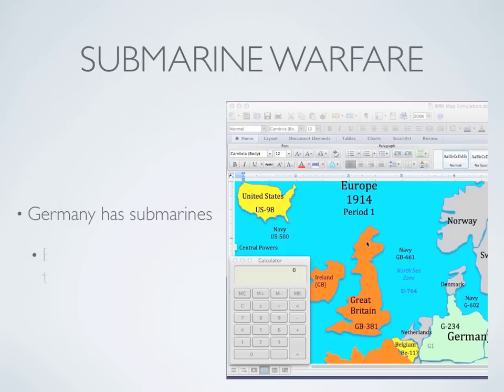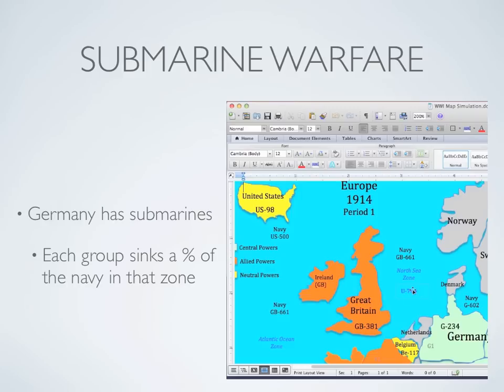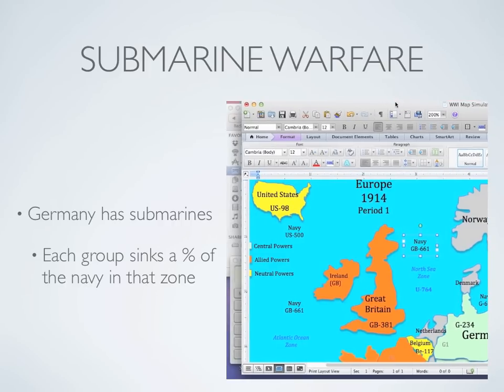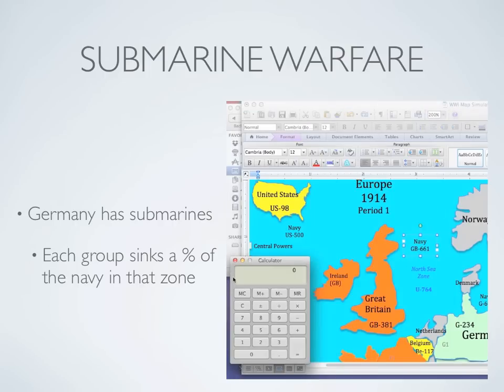In the World War I simulation, you see here in the North Sea zone we have U-764, which would be our submarine group, and we have the British Navy up here of 661. So after the day is done, the 1914 day or year is done, you would go in and make your calculations here about what the U-boats have done.